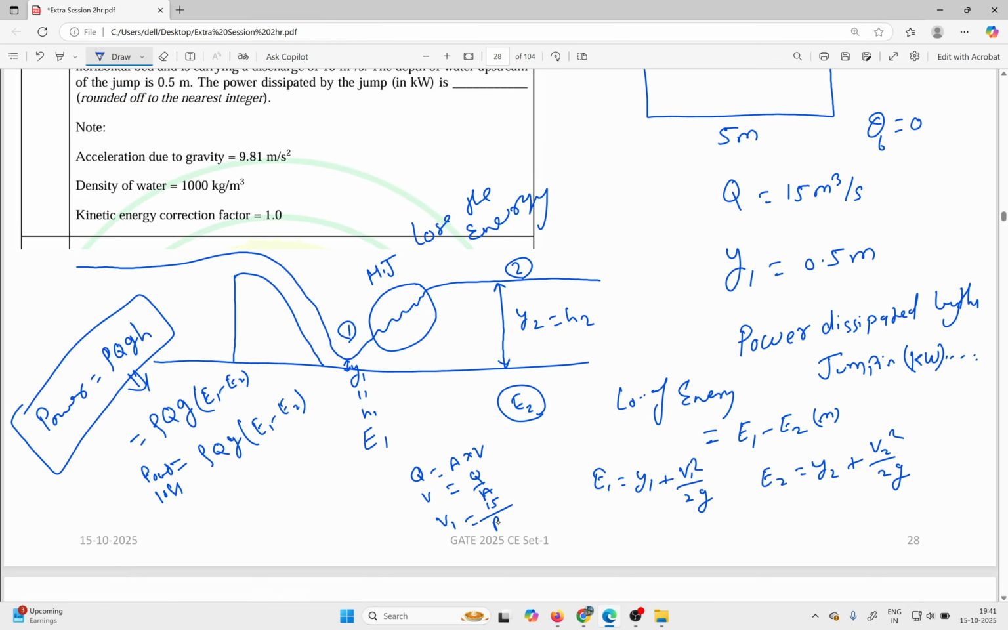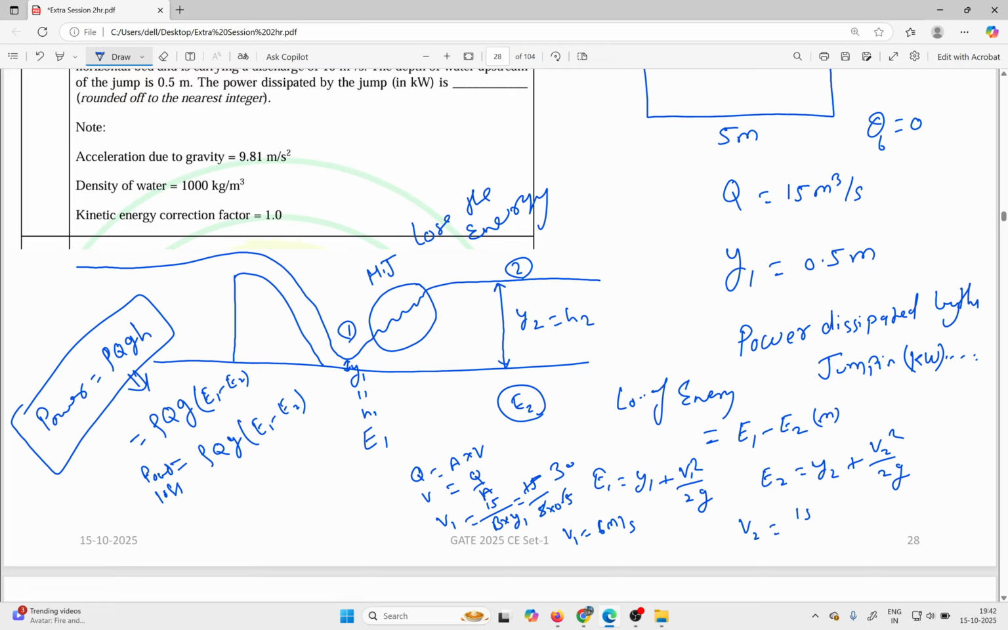15 area is B into Y. If it is 1, then 1. So 15 divided by B is already given, 5 into the value is 1. Y1 is 5. So 30 by 5 means V1 is 6 meter per second.